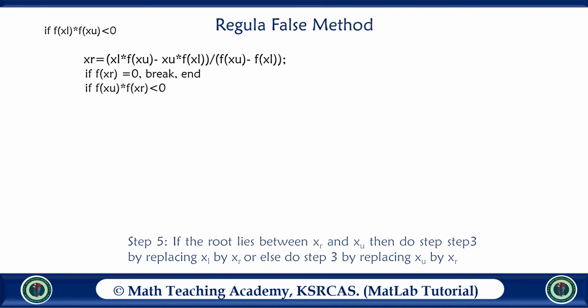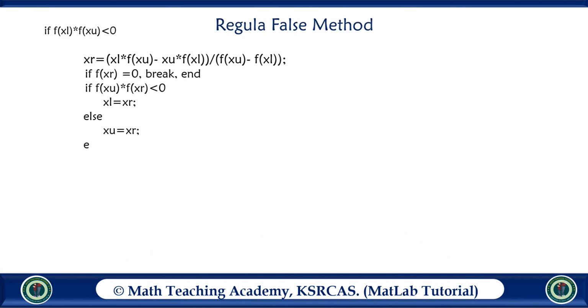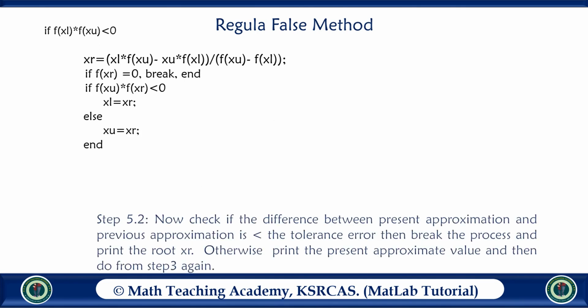This is achieved by the command: if f of XU star f of XOR is less than 0, then replace XL by XOR, otherwise replace XU by XOR, and then end. Now check if the difference between the present approximation and the previous approximation is less than the tolerance error, then stop the process and print the root XOR. Otherwise, print the present approximate value and then do from step 3 again.